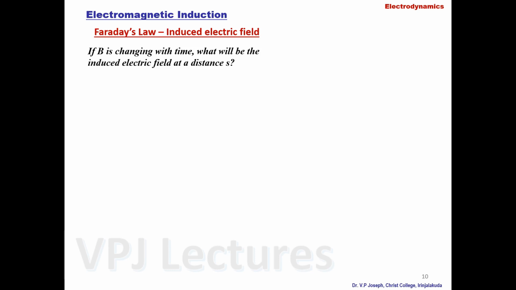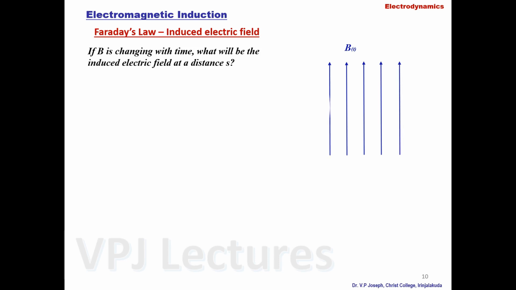Now let us consider Faraday's law in the form associated with the electric field. For that, let us consider a magnetic field B changing with respect to time, the shaded region. The question is, what will be the induced electric field at a distance s? Corresponding to a point at a distance s from the center, we want to identify the electric field present.